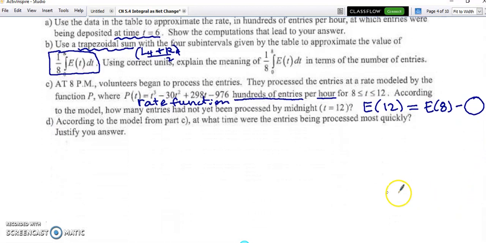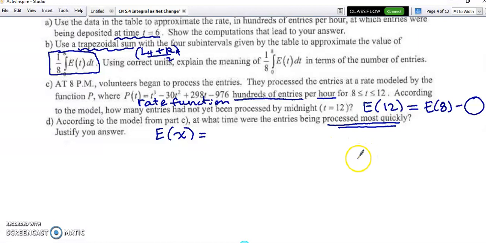And then in D, according to the model from part C that you're creating, so that means you should probably come up with a function for this. I did it as a specific E of 12, but maybe you want to write this as the amount of entries in the box at X is going to equal, and then what formula are you going to write for that? And then we want to determine when they're being processed most quickly.